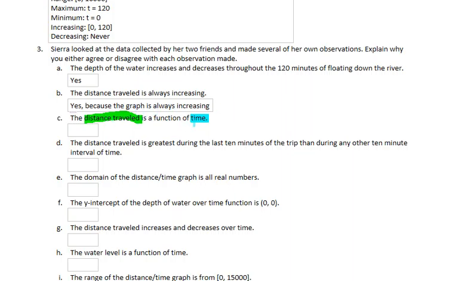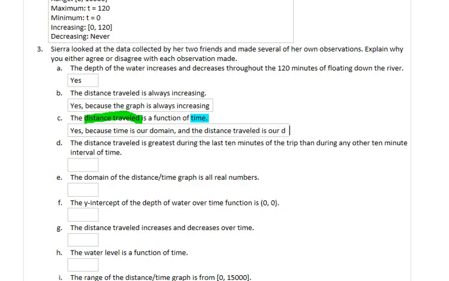In our distance traveled graph, is time our input and the distance traveled our output? Well, yes, it is. The answer is yes, because time is our input. It's our domain. Let's be a little fancier here. And the distance traveled is our range. That's why.